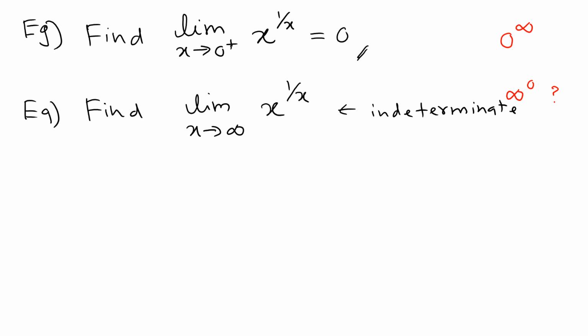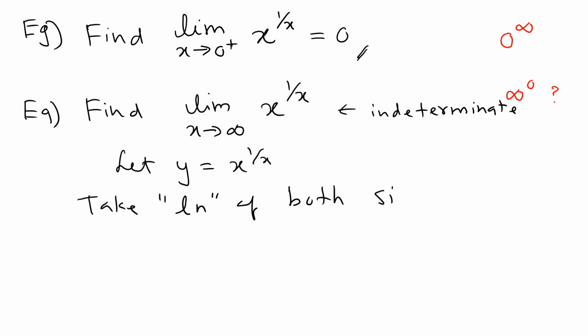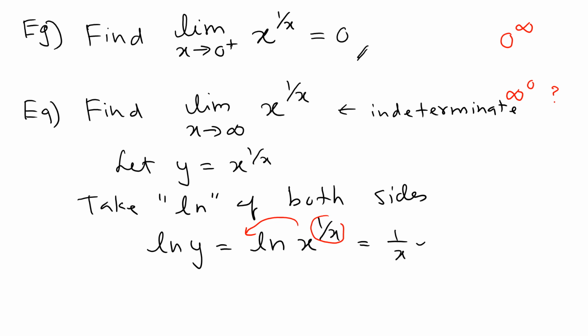So that means we need to use the technique for this one. According to the argument, we set let y equal x to the 1 over x. That's the first step. After we do that, we take ln of both sides. Once you do that, you get ln y equals ln x to the 1 over x, and from one of the log properties, if you have a power, the power comes out. So you can write this as 1 over x times ln x.